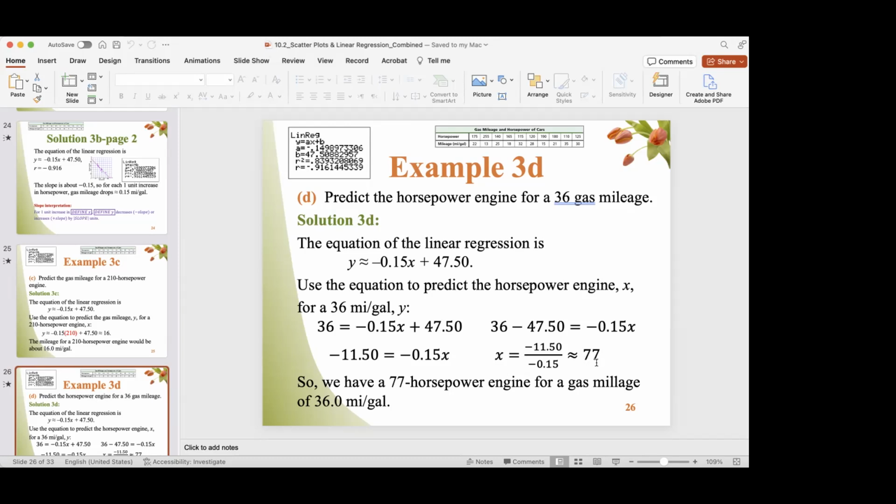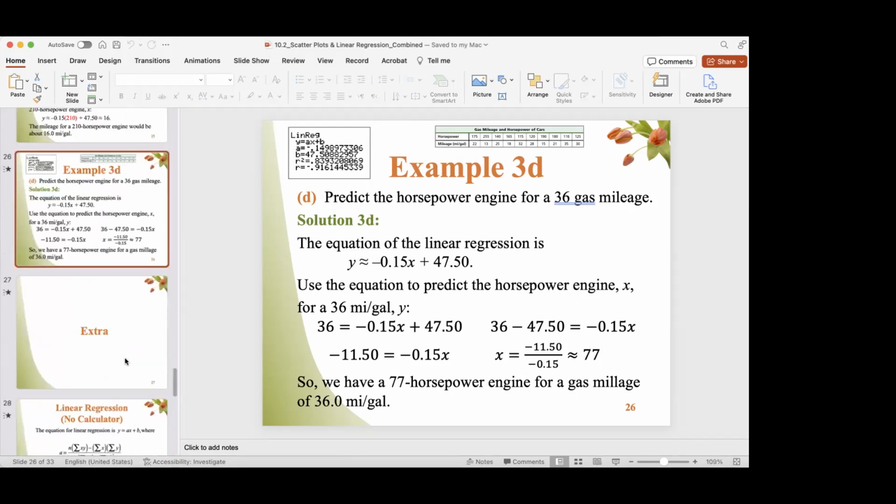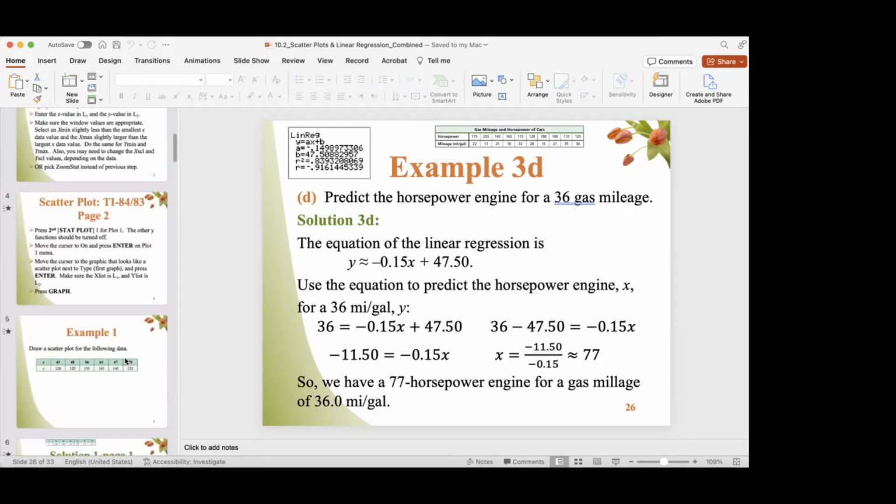So with the equation that you have, you can predict x values if y is given to you, or vice versa. If we give you y, you can predict x. Okay. Any question?